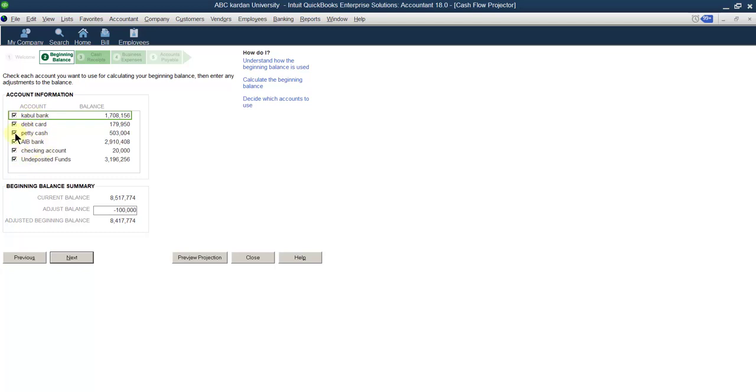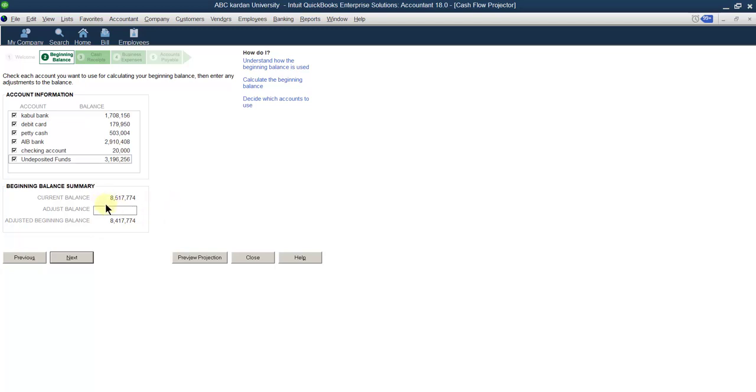There are check accounts, AIB account, PTEs also belong to this, debit card and Kabul Bank. You can select all of them as opening balance or you can select some of them. If you feel that this is not an opening balance, you can untick it. If you feel that all of them are opening balance, then you can select them. Okay, fine. Let me remove this part.